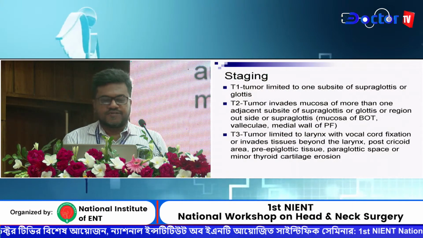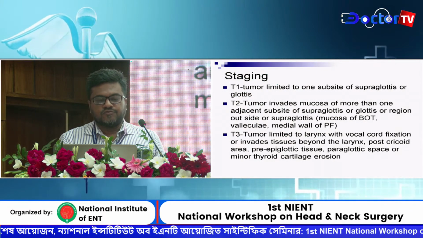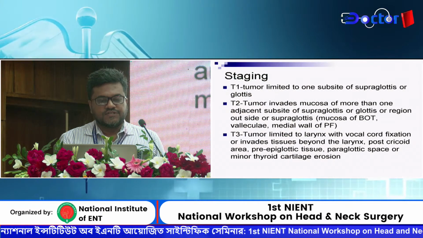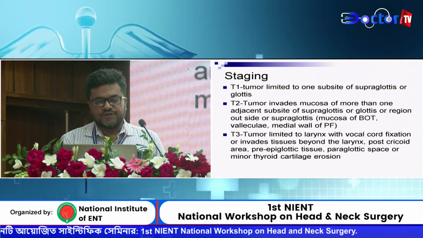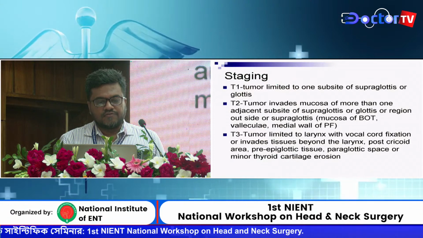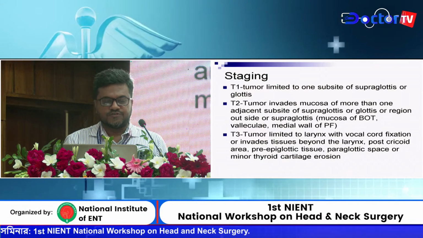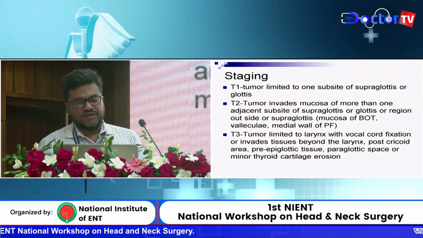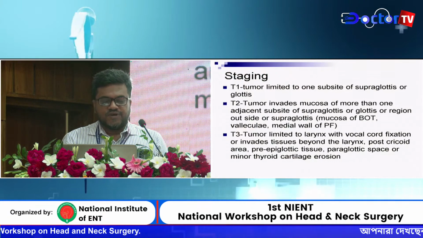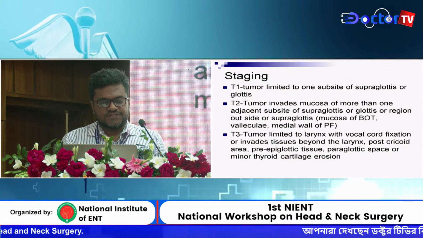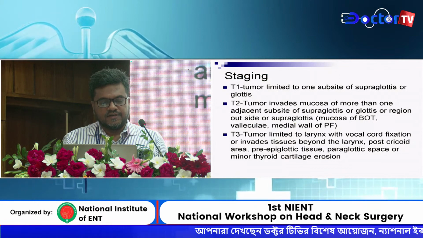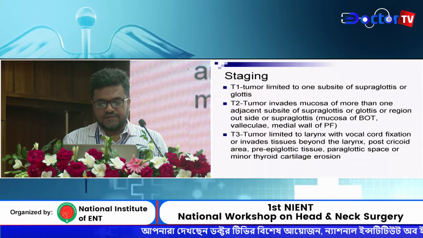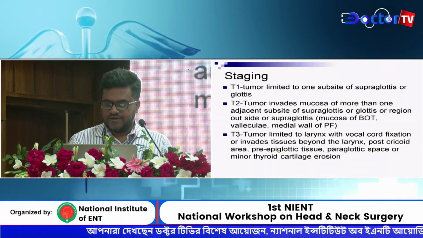Then staging of the tumor. T1: tumor limited to one subsite of supraglottis or glottis. T2: tumor invades mucosa of more than one adjacent subsite of supraglottis or glottis, or a region outside the supraglottis, that is mucosa of the base of the tongue, vallecula, medial wall of the piriform sinus. T3: tumor limited to the larynx with vocal cord fixation or invades tissue beyond the larynx, such as the post-cricoid area, pre-epiglottic tissue, paraglottic space, or minor thyroid cartilage erosion.